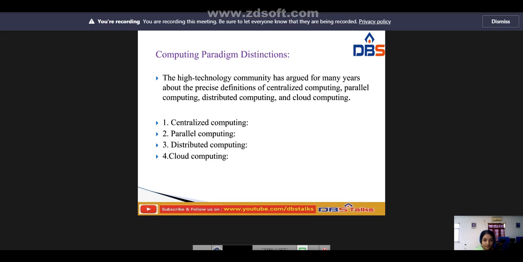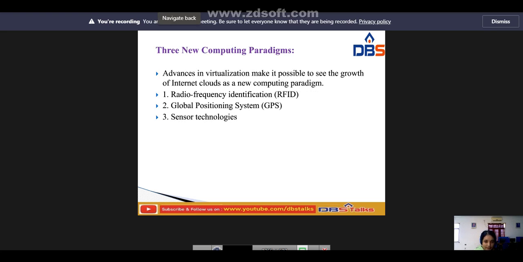So what are the three new paradigms we are having? RFID means what? Radio frequency identification. GPS means global positioning system. And sensor technologies. So these have led to the development of IoT, Internet of Things. The internet was mainly introduced in 1969. That is, Leonard Clark of UCLA declared networks are still in infancy, but they grow up and become sophisticated. So we probably see the spread of computer utilities, which like present electric and telephone utilities will service individual homes and offices across countries.